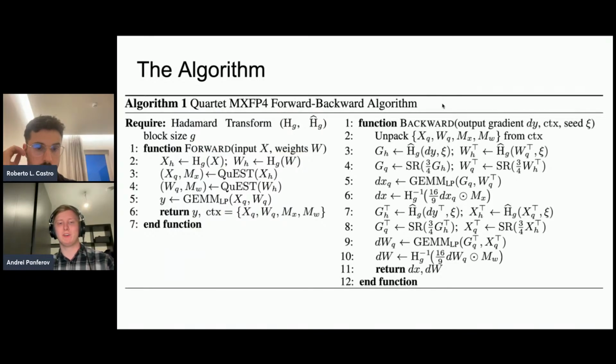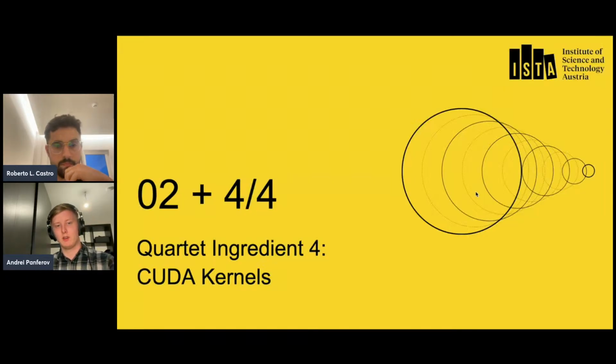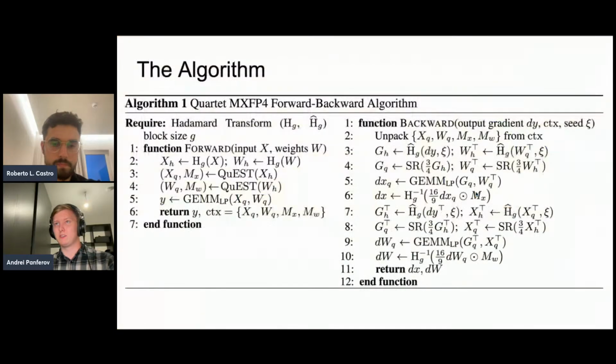So in the forward pass, we do the Quest rounding as well as some clipping of the values. And on the backward pass, we do additional Hadamard transforms for gradient normalization. We perform the matrix multiplication in lower precision, but then we have to do a number of additional operations like masking and inverse Hadamard transforms to obtain unbiased and accurate gradient estimations. And with this, you can see already how complicated this method is.